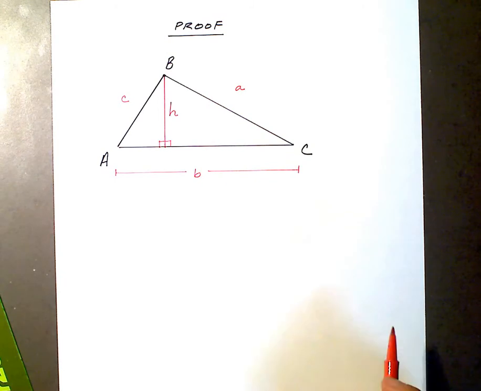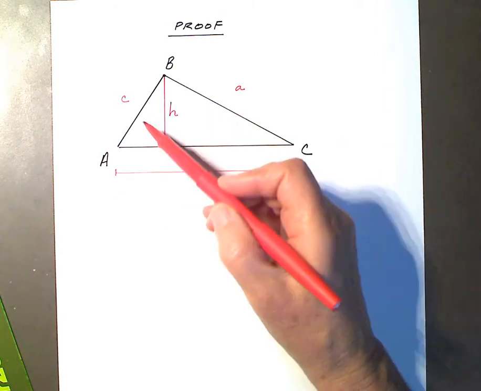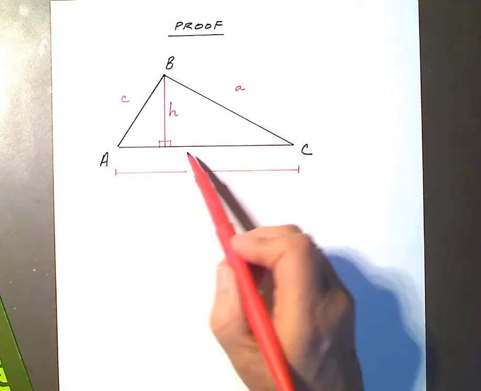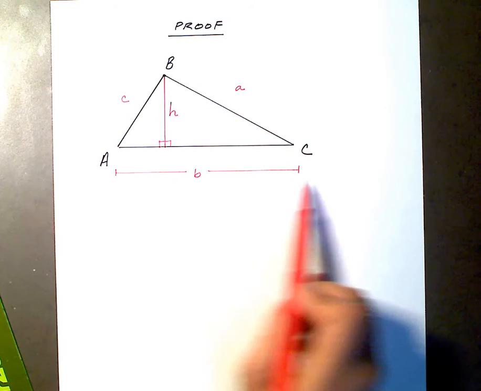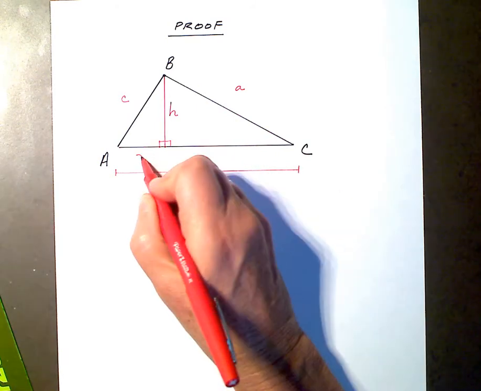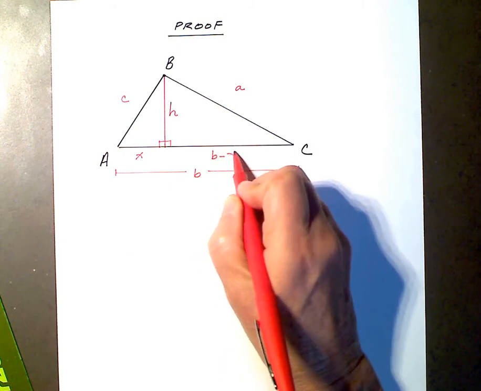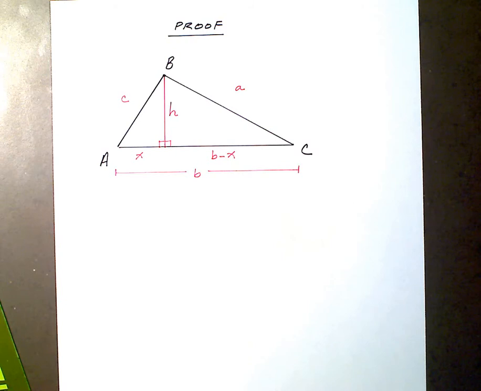And then I want to be able to look at this right triangle and this one, but I need something to call this third side here and the third side down here. And I know the whole thing is equal to a length of b. So if I call this little guy x, then this other piece would be the whole minus the part, b minus x.